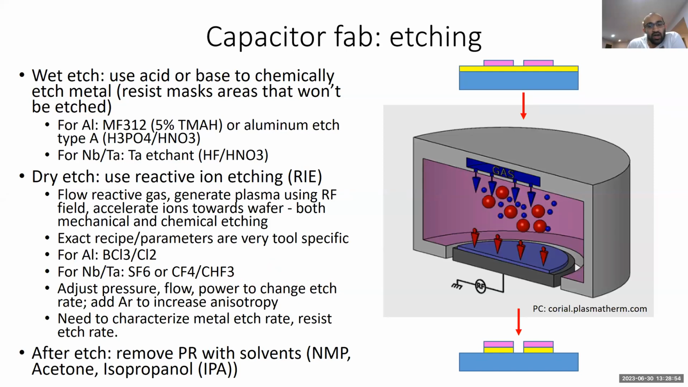And this is really where some process development is required, where you'll have to make some test pieces and vary the etch recipe by exploring the parameter space of gas pressure, flow, and power in order to change the etch rate and your sidewall profiles. You want to characterize both the metal etch rate and the etch rate on your photoresist and make sure you're spinning a thick enough resist layer such that you can still protect the features that you care about. And of course, after you etch, you can remove the remaining photoresist with solvents like NMP, acetone, and isopropyl.